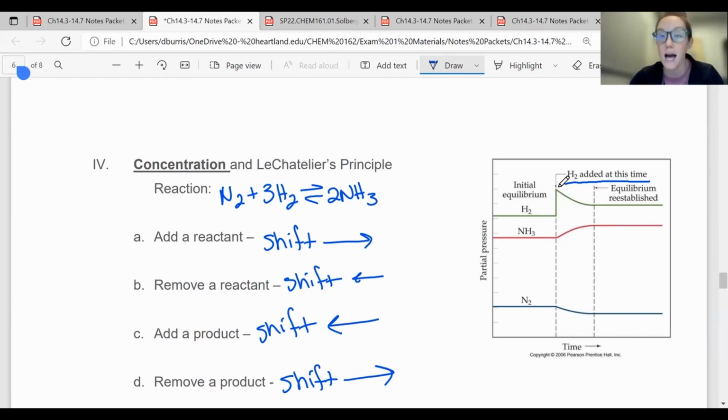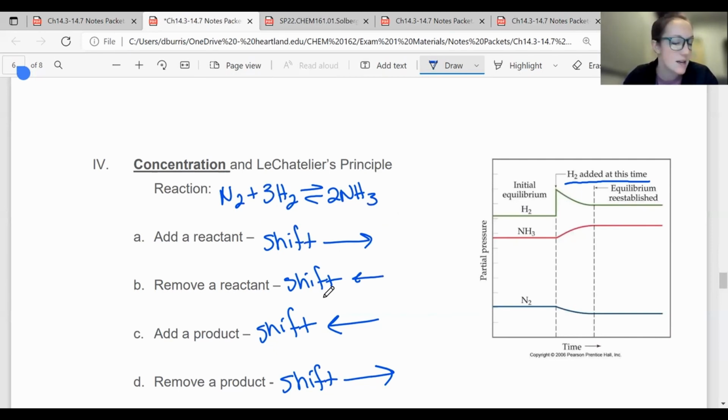And then over time, you can see that after I stressed it, the H2 concentration goes down, the N2 concentration goes down, and the NH3 concentration goes up. So that would mean that I'm making more NH3 and I'm using up that N2 and H2. So what happened when I added in H2? Well, it went forward to produce more NH3 and it used up some of the N2 and H2.